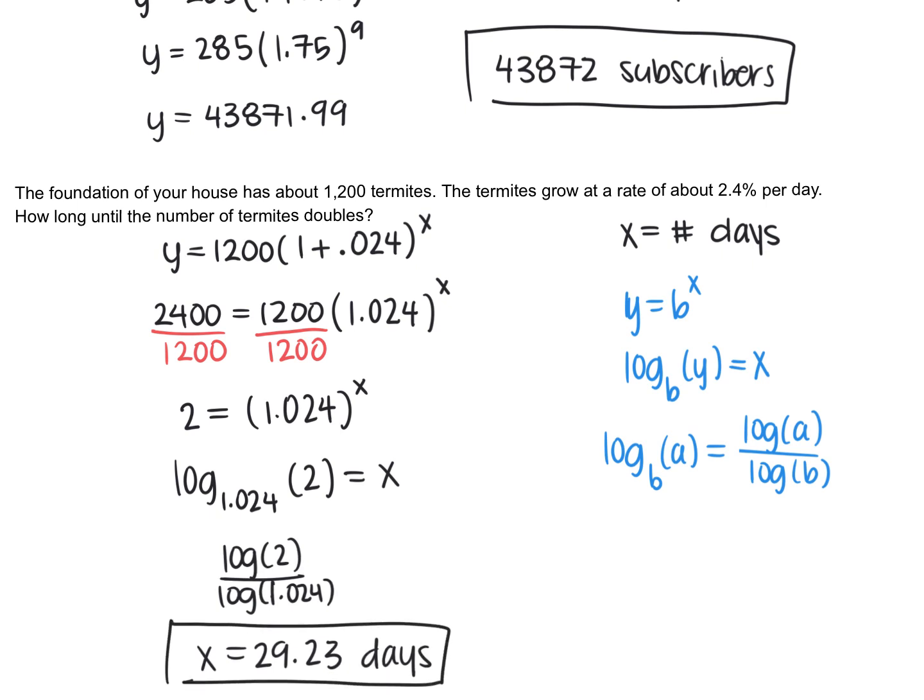Now, I can have a decimal here when I solve for x. When you solve for your exponent x, you're solving for time. Time can be a decimal. It's not required to be a whole number unless it specifically states in the problem to round to a whole number. Otherwise, round to 2 decimal places. And again, make sure you label your answer with units. So in this case, it's 29.23 days.